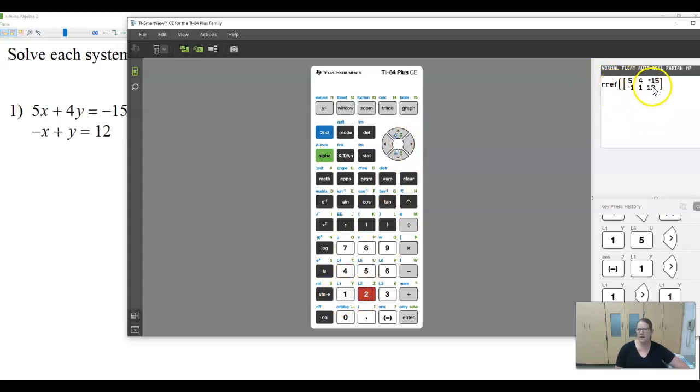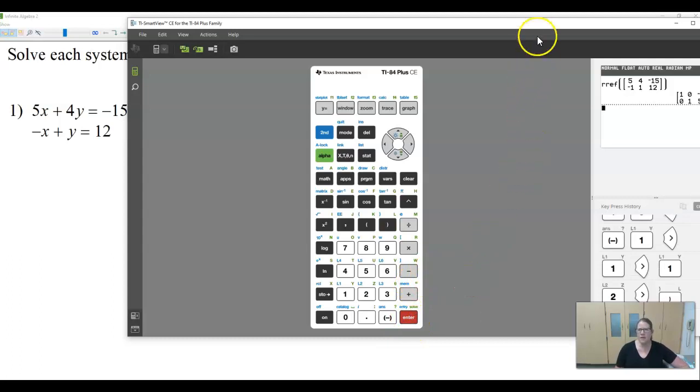This RREF, again, is going to solve our equation for us. It's basically going to use elimination. It's going to tell us what our solution is. Notice there's an open parenthesis over here. I don't know if it will matter if you close it, but let's go ahead and use the extra safe and close it. And then I'm going to hit enter.